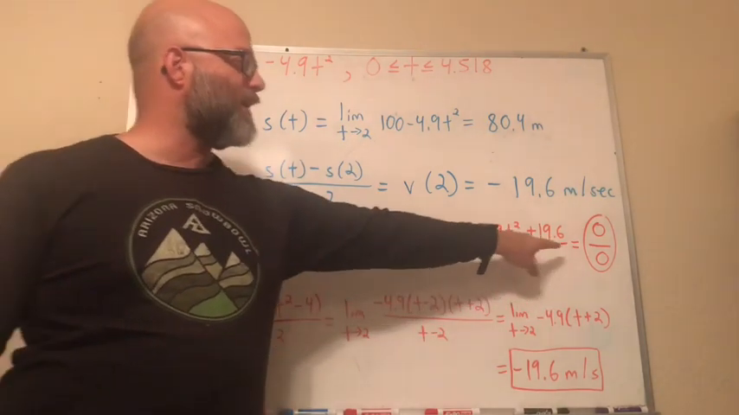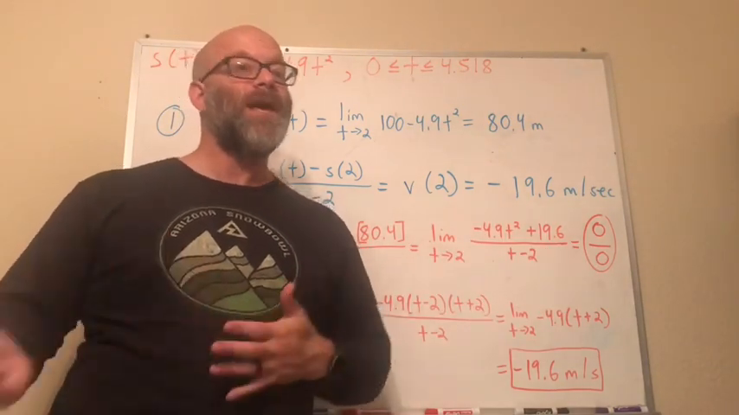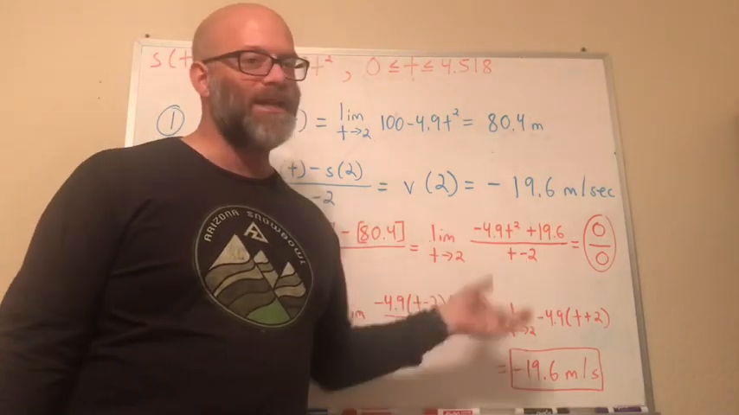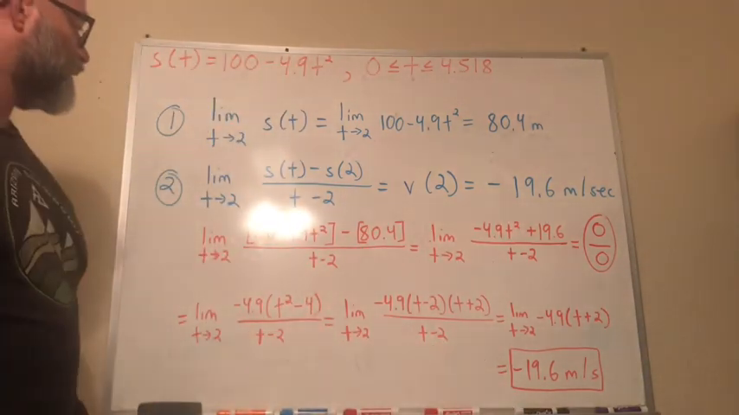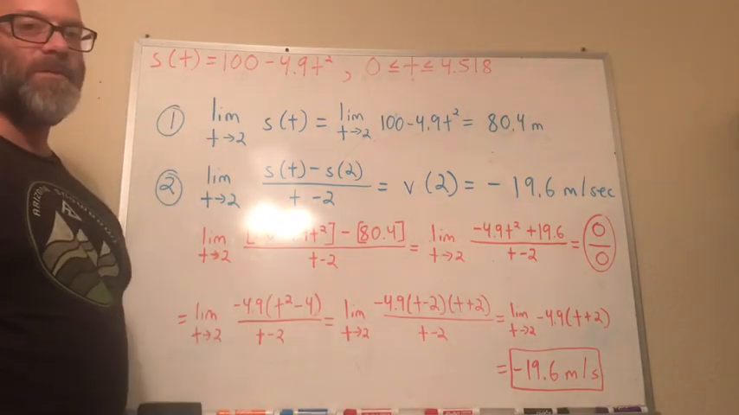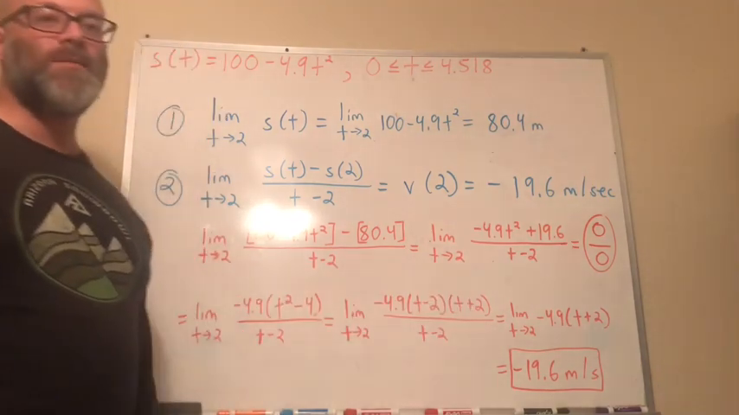And as t approaches 2, what do you do? You plug 2 in there. What do you get? 0 over 0, which is an indeterminate form, which means I don't know yet. Do more work, do algebra. And with these rational functions, you're hoping to cancel that denominator. And in fact, that's what you're going to do. Factor out negative 4.9, and you're left with t squared minus 4, which is a difference of perfect squares. That becomes t minus 2 times t plus 2.